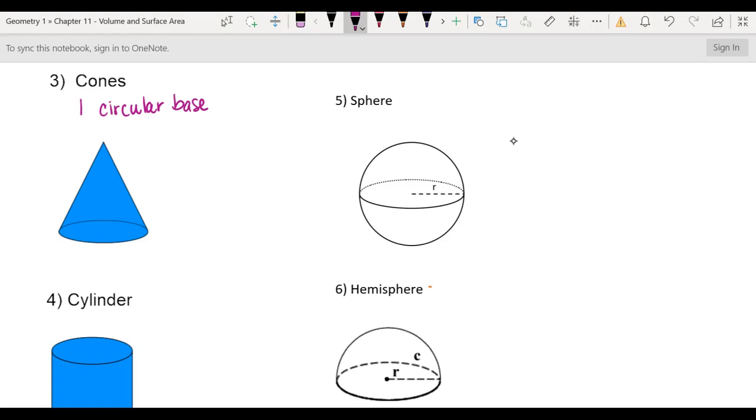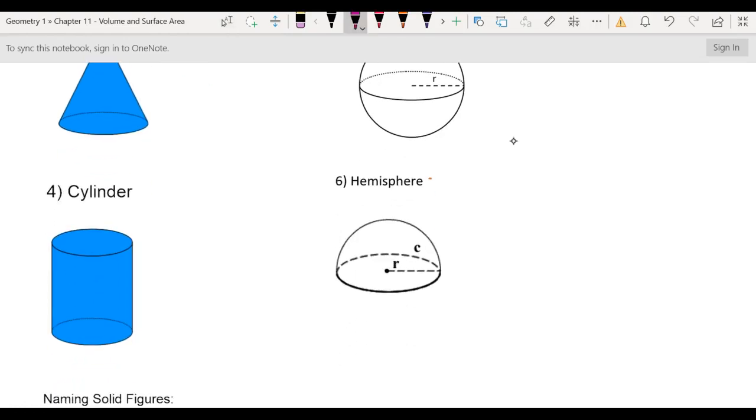A cylinder has how many? 2 circular bases. The most famous one is soup cans, which are typically cylinders. Here are those. Those are all cylinders. They're coming back now. Questions on cylinders?